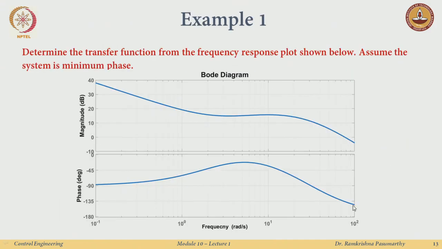Just as an example, how do we do this? Say I do frequency testing of a system. I subject my system to several frequencies, and I see a plot like this. If I say that I do not know anything about the system, and I just give you this magnitude plot, forget even the phase for the moment, can I find out the transfer function?